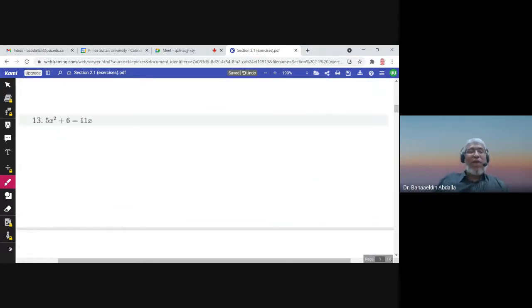To solve this by factoring, I have to take everything to the left-hand side, and I will write 11x here to be in the general form. And now I try to factor. Well, 5x squared, either 5x times x. That's the only possibility. But 6, I have 2 times 3. I have 1 times 6. You will learn how to do it quickly. But let me give you an example.